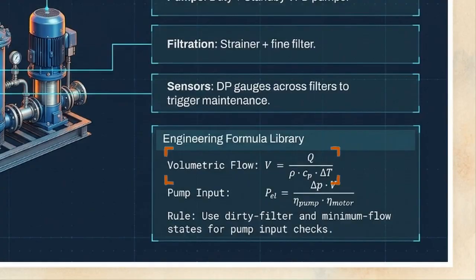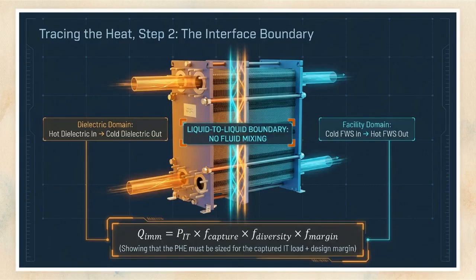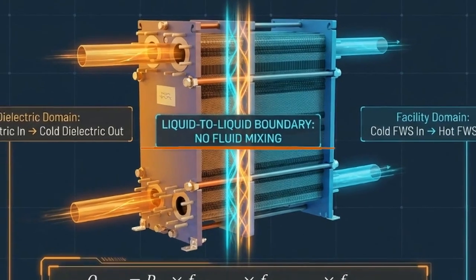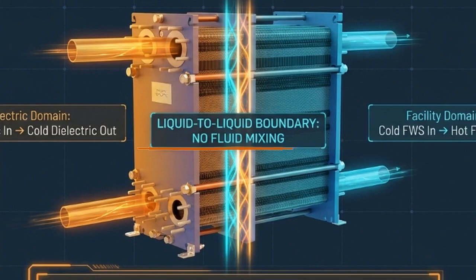The heat then travels to the liquid-to-liquid boundary, typically a plate heat exchanger, or PHE. Inside this component, the hot dielectric loop transfers its thermal energy to the facility water system. The plates ensure absolute separation. There is zero fluid mixing between the 2 domains. The math governing this interface is exact.